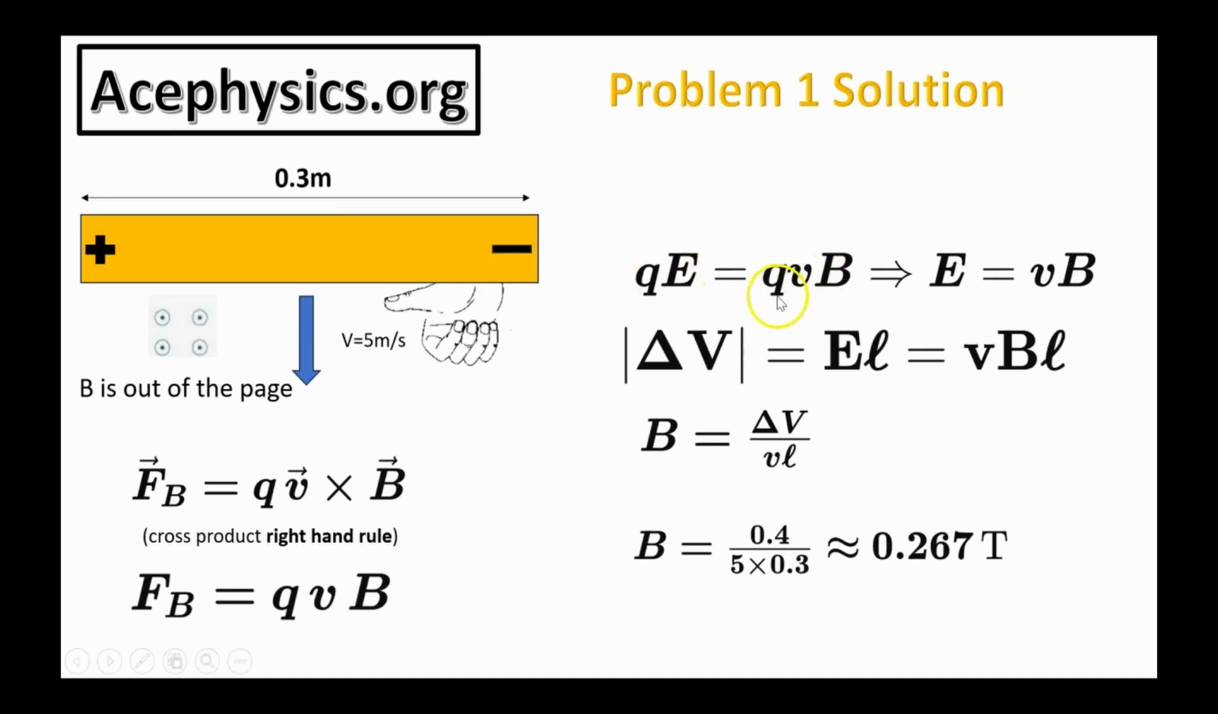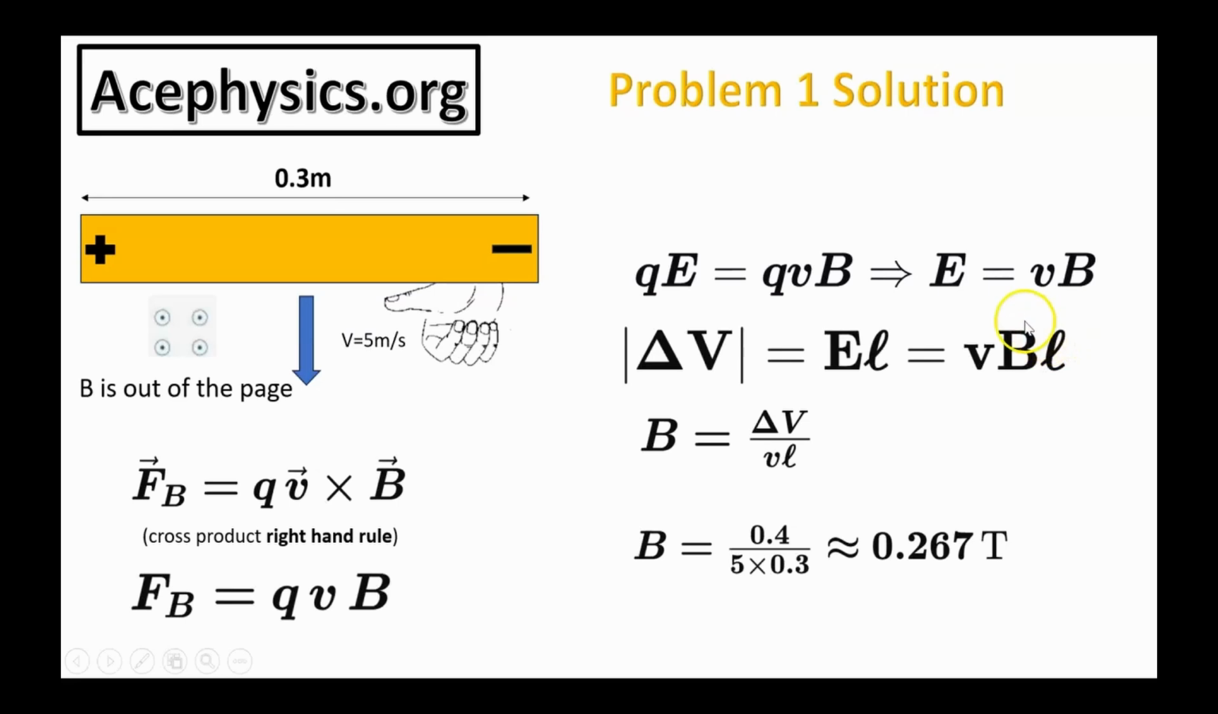We can divide both sides by Q. The electric field is equal to the velocity times the magnetic field. The change in potential, or the voltage between the 2 sides of the wire, is equal to E times L. The voltage is always equal to negative the integral of E dot dl, and in this case, the electric field is constant, so it's just E times L, where L is the length of the wire. We can replace E with V times B, and that tells us that the change in potential between the 2 sides of the wire is equal to the velocity times the magnetic field times the length of the wire.